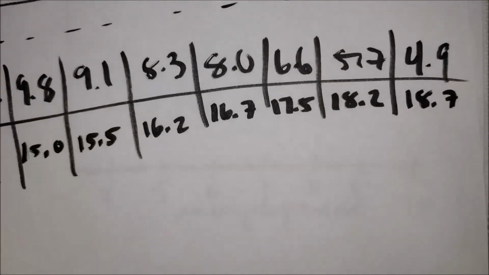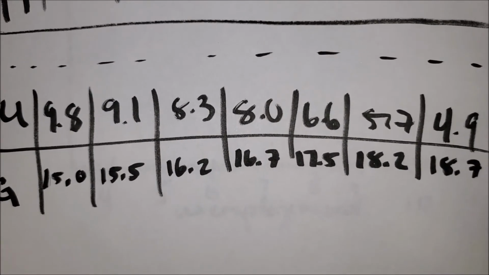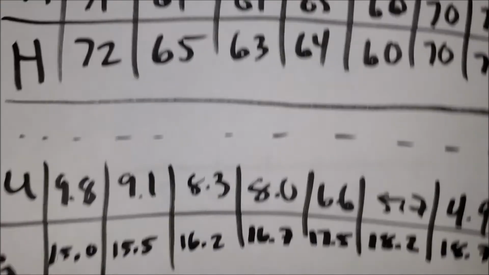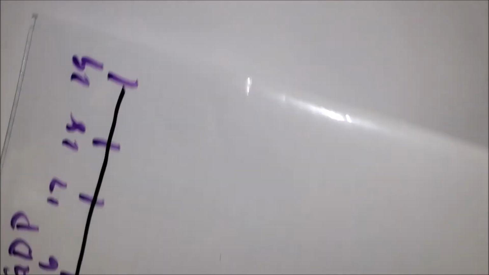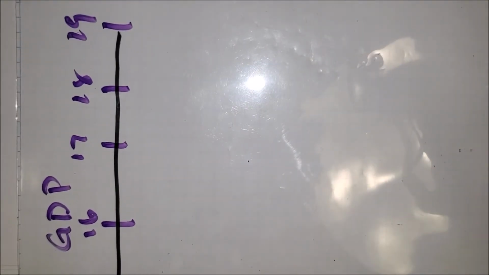And then we have our GDP goes from 15 to 18.7. So I'm going to go ahead and do a scale of 15 to 19. So GDP, 15, 16, 17, 18, 19. So here I've got 15 to 19. The scaling's not quite perfect, but it's okay.